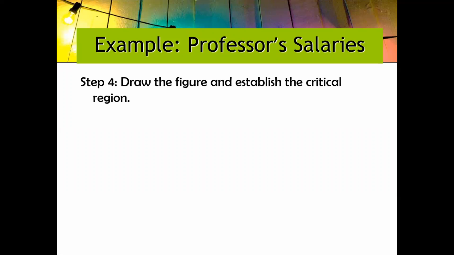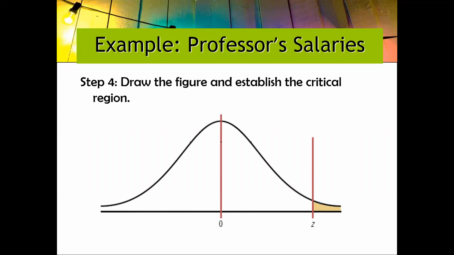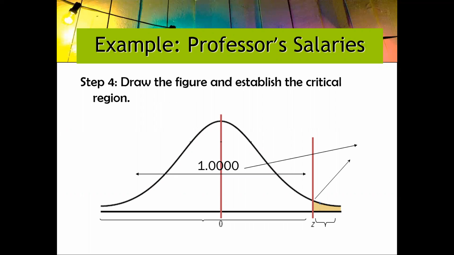That is to draw the figure and establish the critical region. So let's draw a normal distribution, and we are going to shade the area to the right. Now, the level of significance is 0.05 or 5%. What is the critical value that corresponds to the area equivalent to alpha 0.05? We need to use the table for the standard normal distribution to find the value of z.